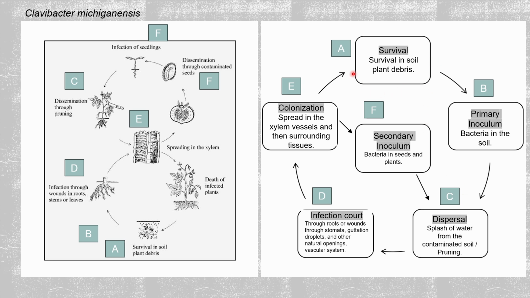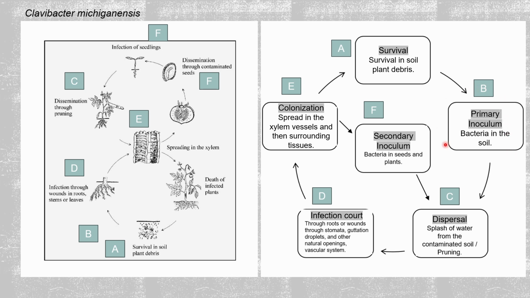Let's start with the survival, how this bacterium survives. If we check here in the picture, we can see that it mentions that the bacterium survives in soil and plant debris. So this bacterium survives in soil and plant debris. Next, let's go with the primary inoculum.